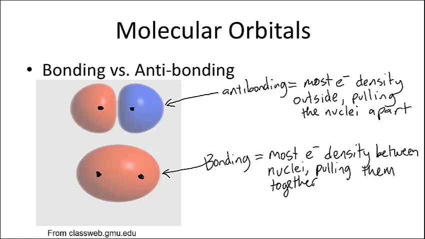And I want to think for a second just about potential energy. How does the potential energy of the bonding orbital compare to the potential energy of the original atomic orbitals? Are the electrons in the bonding orbital happier or sadder? Happier. So the bonding orbital has lower potential energy than the atomic orbitals that went into making it.